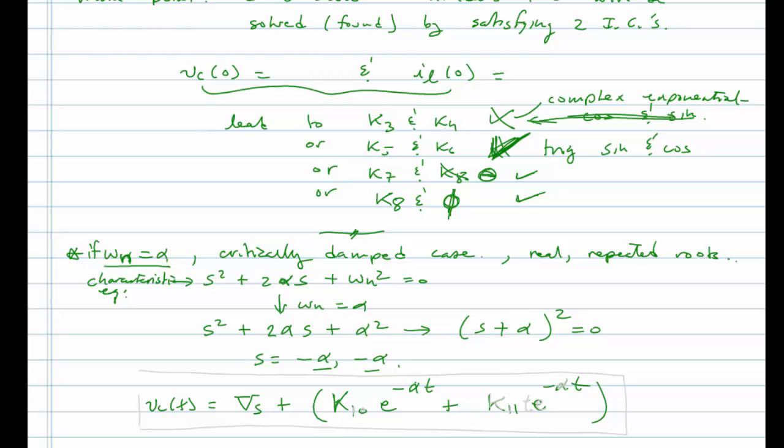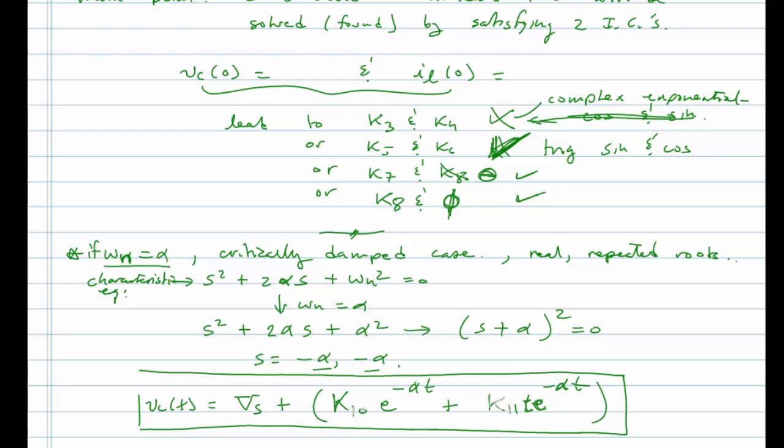The second root will actually lead to a term of time t times e to the minus alpha t. And if you had a third repeated root, you'd have a t squared term and so forth. But we won't worry about that. So this is the form of our solution if we have critical damping.